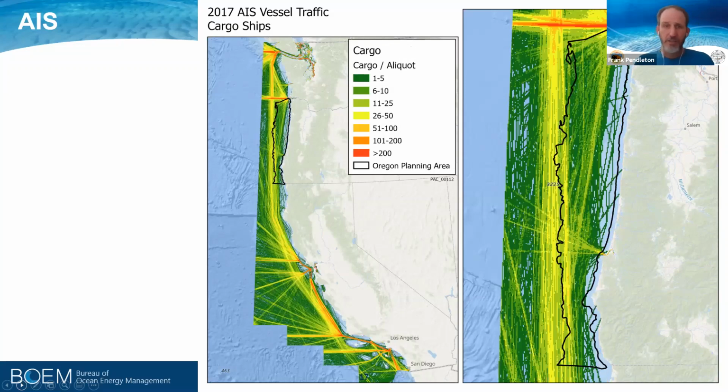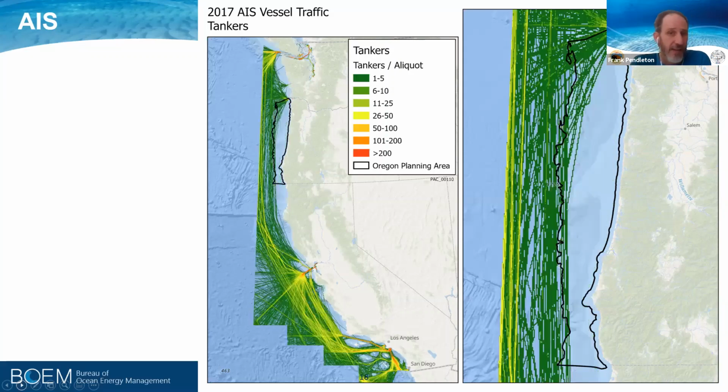So this gets us the cargo ships, and we can see they're kind of staying right on that edge, right around our 1,300 meter depth. That just gives you an idea where they fit, and obviously a lot of them coming in and going out of the Columbia River.